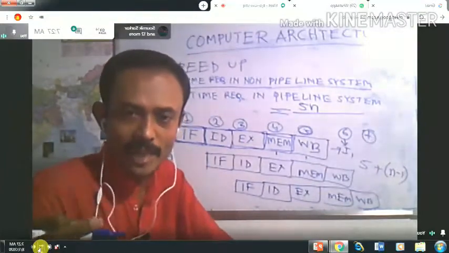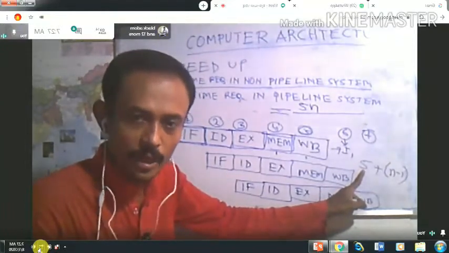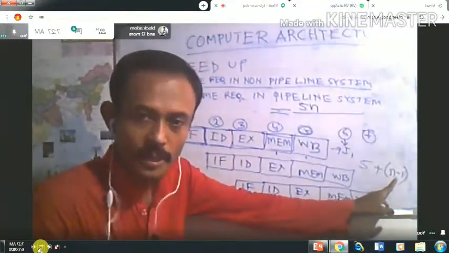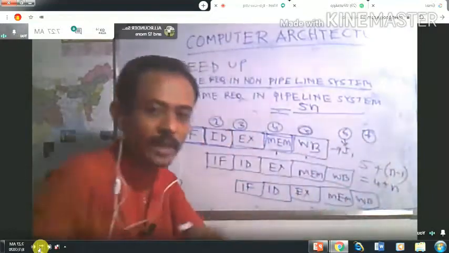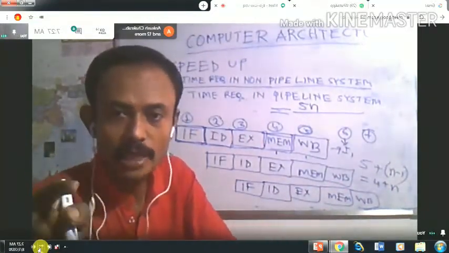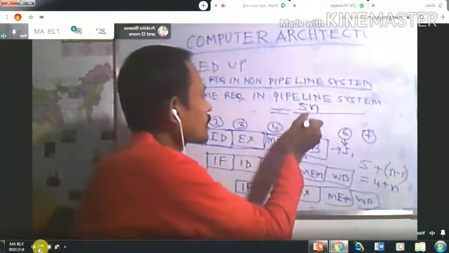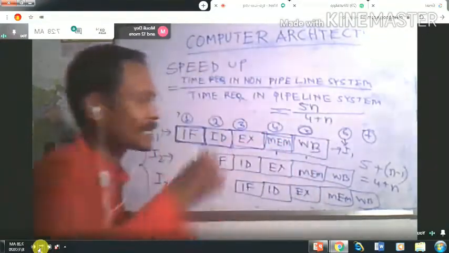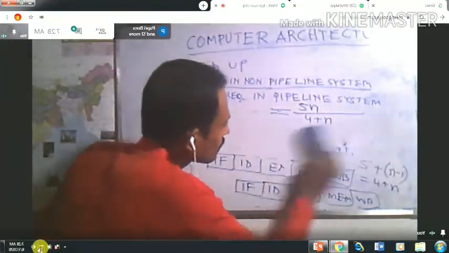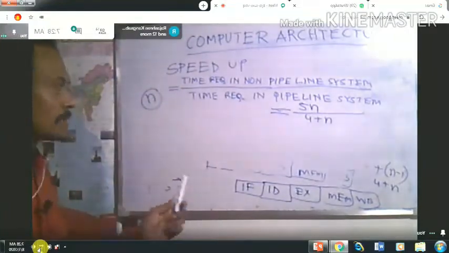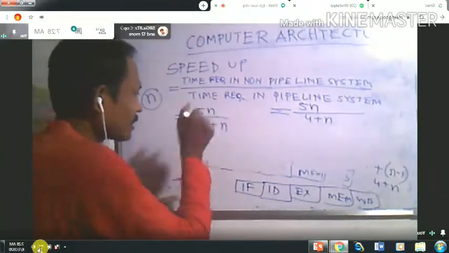They require how much time? 1 clock pulse each. So the first instruction requires 5 clock pulses, and the n-1 instructions require only 1 clock pulse each. If we calculate it, it will be 4 plus n. So to execute n instructions in the 5-stage pipeline system, it requires 4 plus n units of time. Clear? So the speed up becomes 5n divided by 4 plus n.